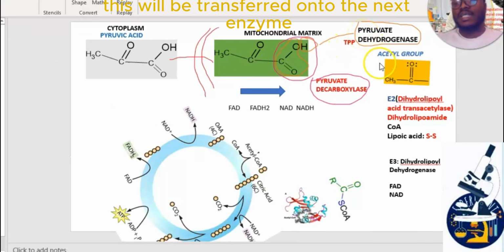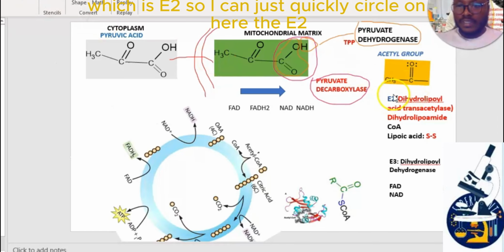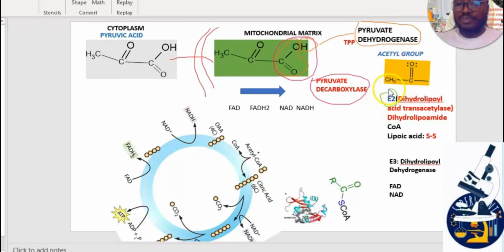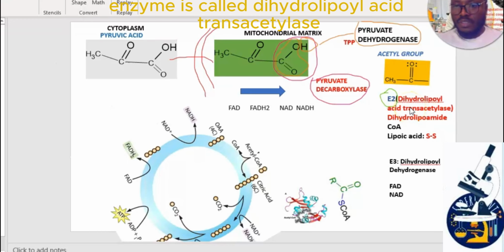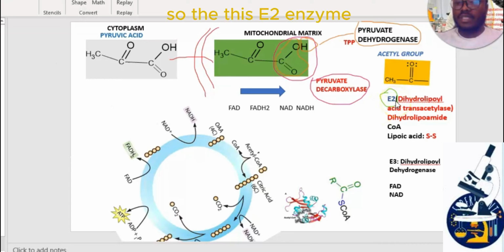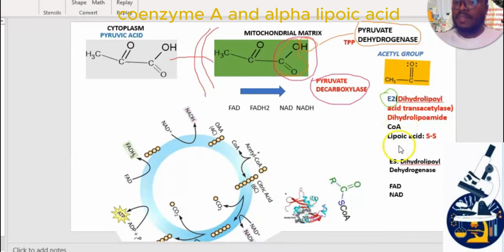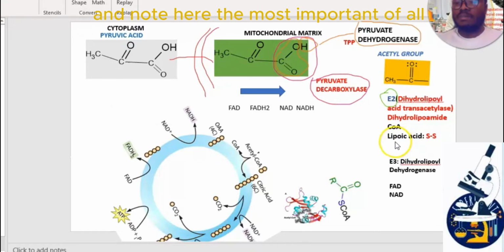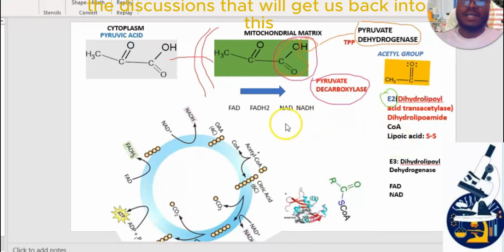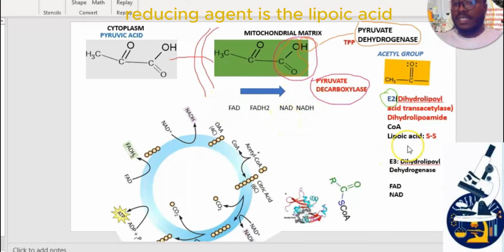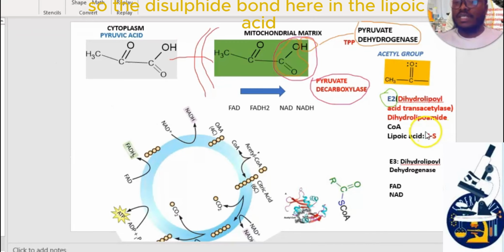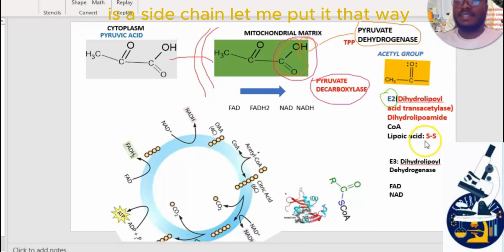This will be transferred onto the next enzyme, which is E2. So I can just quickly circle on here the E2. So note the E2 enzyme is called dihydrolipoyl acid transacetylase. So this E2 enzyme, just for us to be very quick on that, it has got a coenzyme A and a lipoic acid. So coenzyme A and lipoic acid, and note here the most important of all the discussions that will get us back into this reducing agent is the lipoic acid, S-S, which means a disulfide bond. So the disulfide bond here in the lipoic acid is a side chain, let me put it that way.